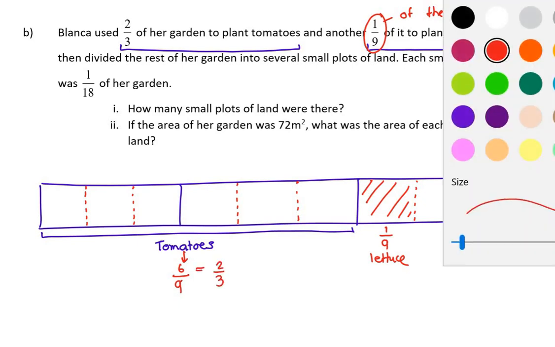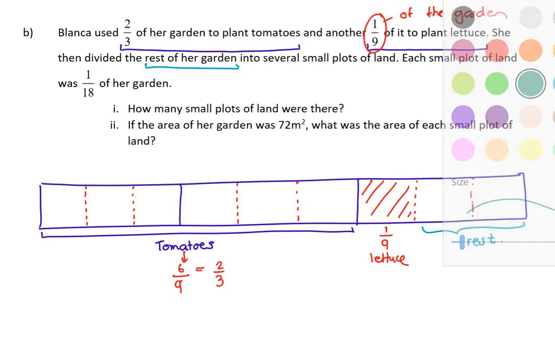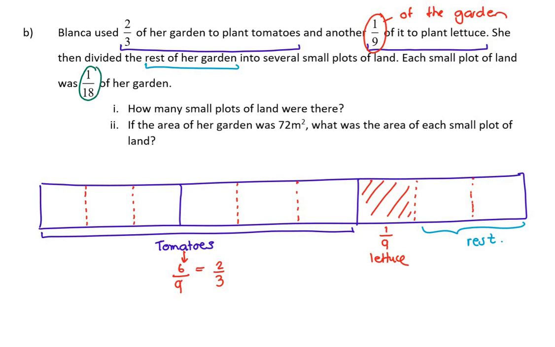Great, let's read on. She then divided the rest of her garden, which is at the moment 2/9, into several plots of land. Each plot of land represented 1/18 of her garden. Now, I don't have 18 blocks. I have 9 blocks. So how do I take these 9 blocks in total and make 18 blocks? I would have to divide each block in half.